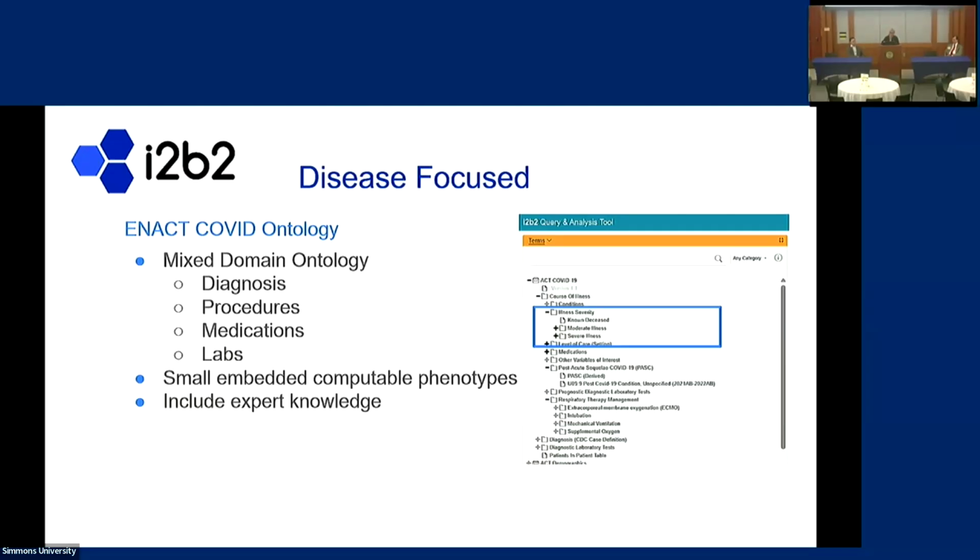And this type of ontology would have mixed domains, whereas most of my other ontologies are single domains, like just ICD-10s or just ICD-9s or just CPTs. This type of ontology has a mix, so you will have diagnoses that are related to your disease of interest, your procedures, your meds, your labs that are all related to your disease of interest.